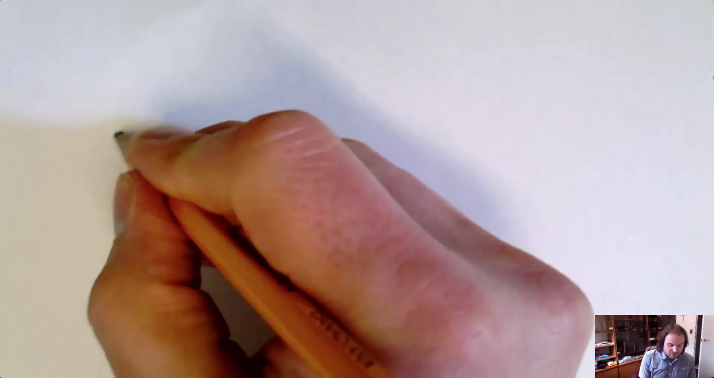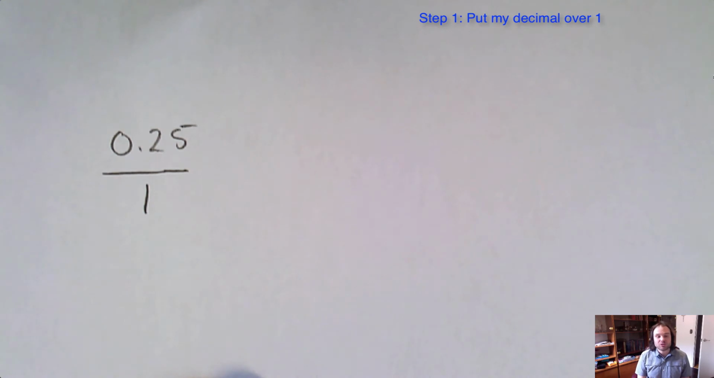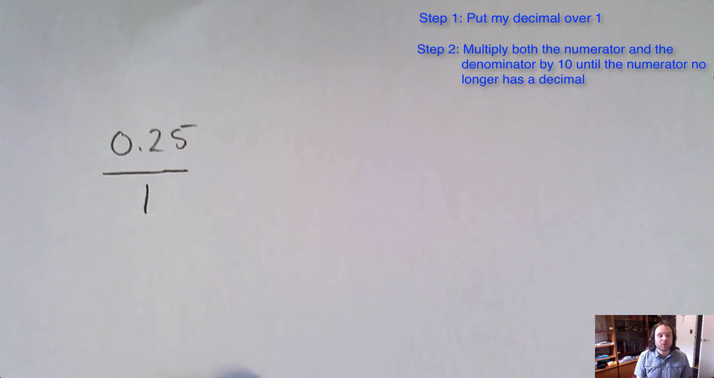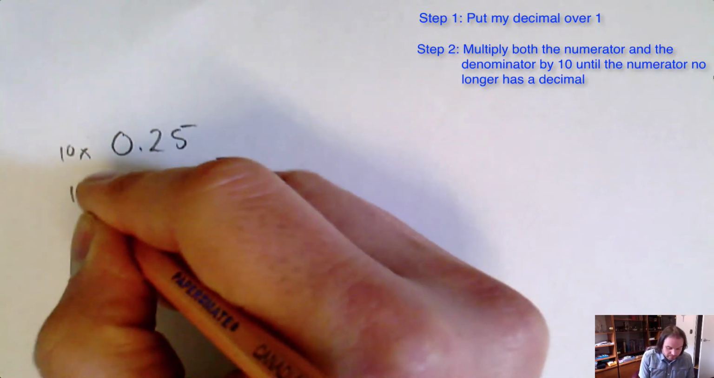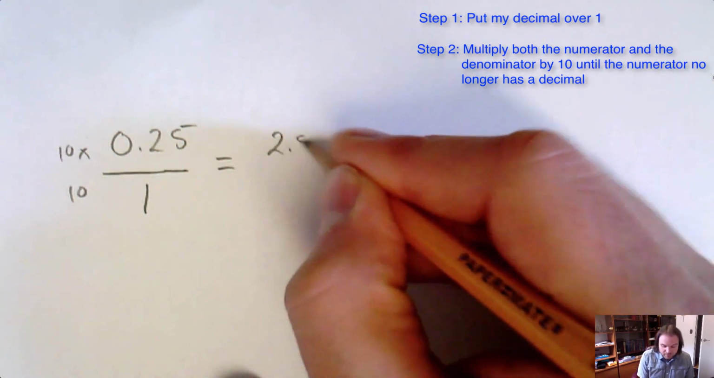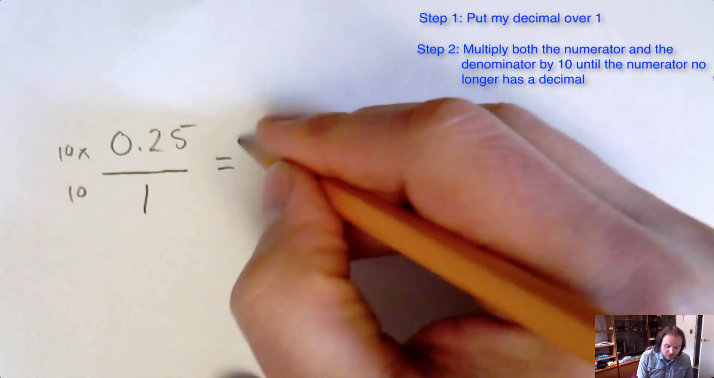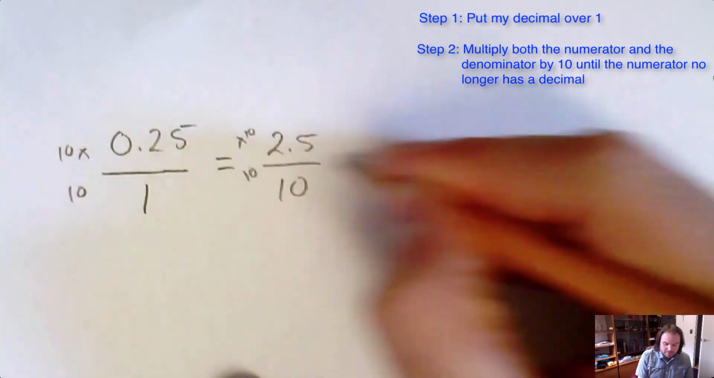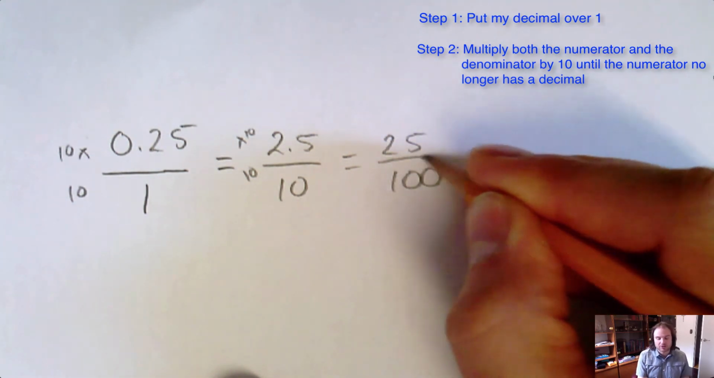So let's go over all my rules one more time. So let's say I have 0.25. Step 1 is we're going to put my decimal over 1. Step 2 is we're going to multiply both the numerator and the denominator by 10 until we get a whole number on our numerator. So let's multiply by 10. So my first time I'm going to get 2.5 over 10. Remember, every time we multiply by 10, we move the decimal over once. Let's multiply by 10 again. I'm going to get 25 over 100.